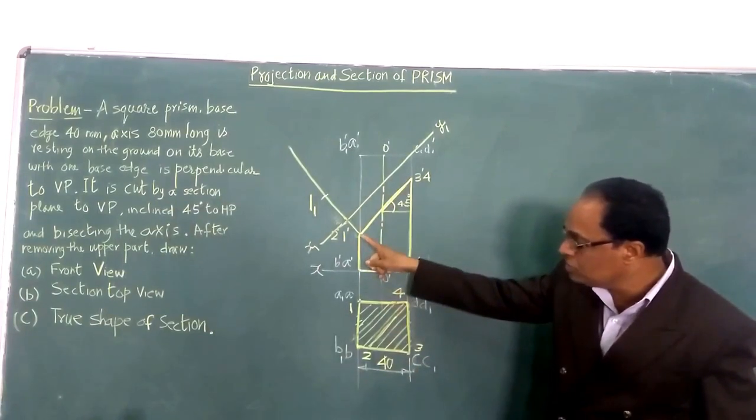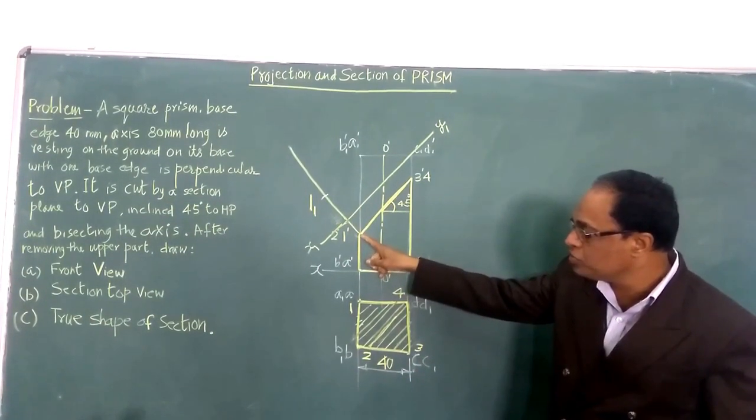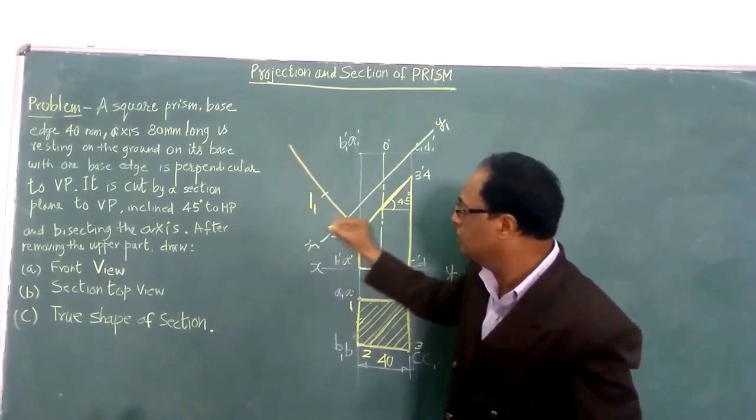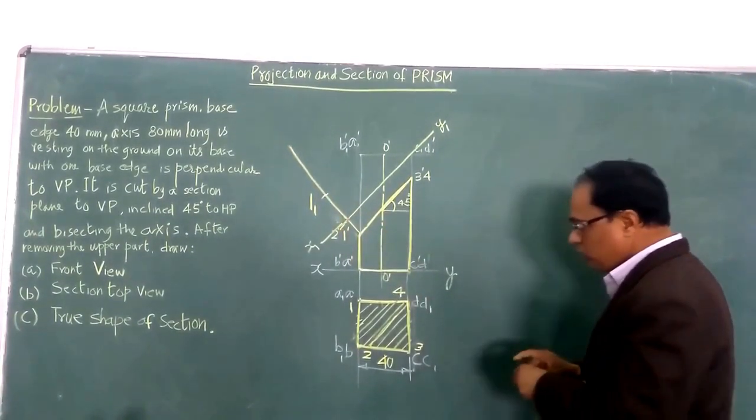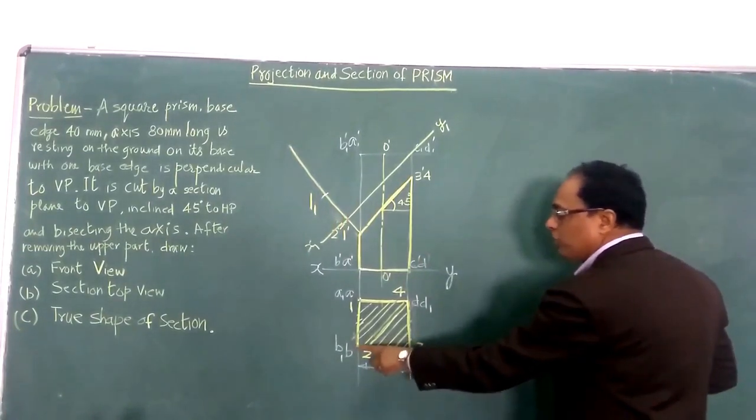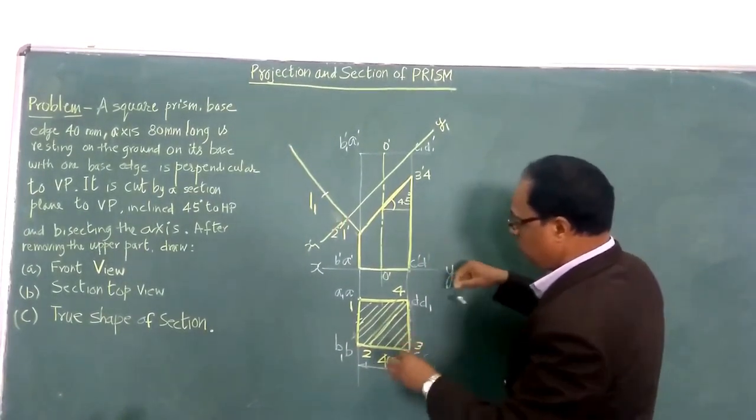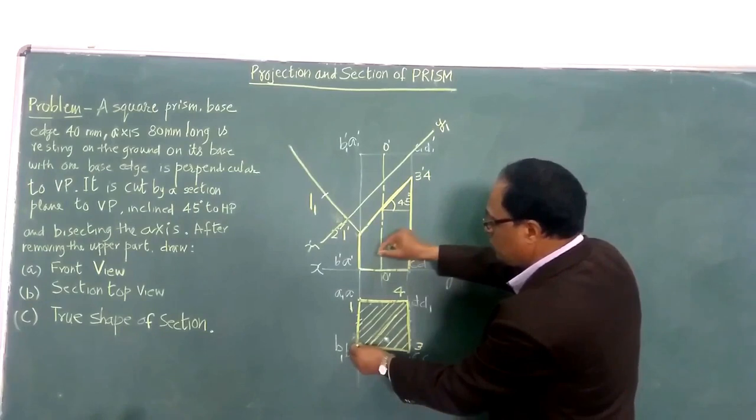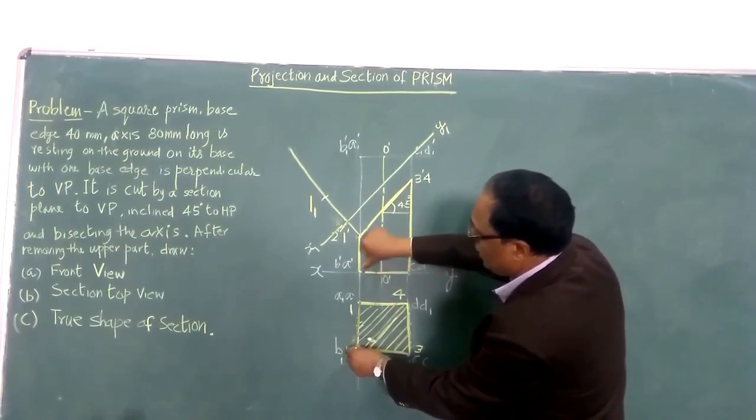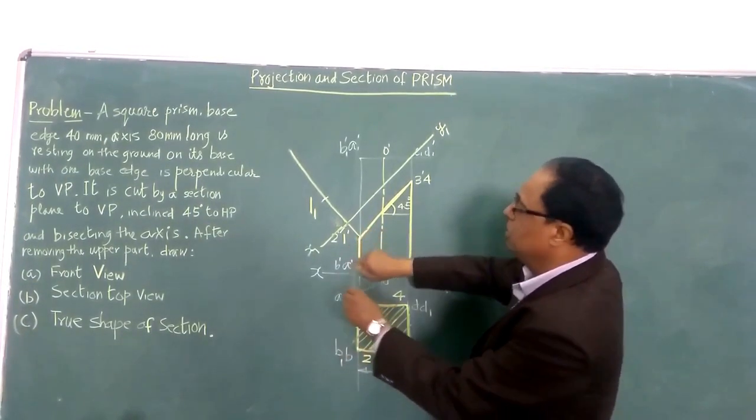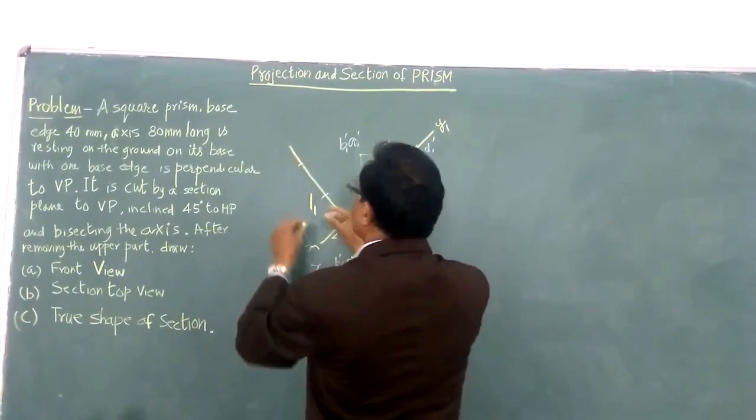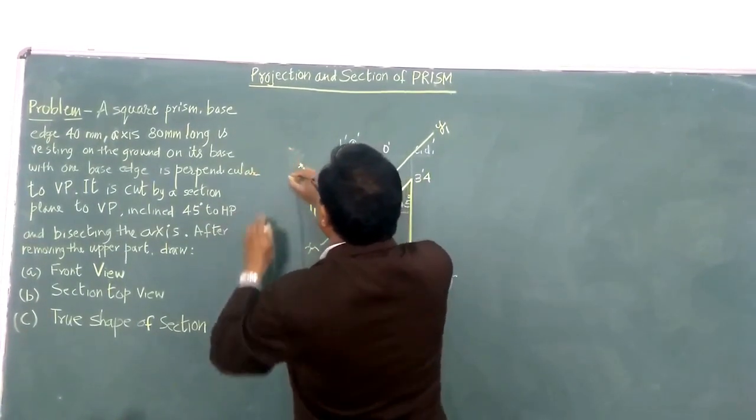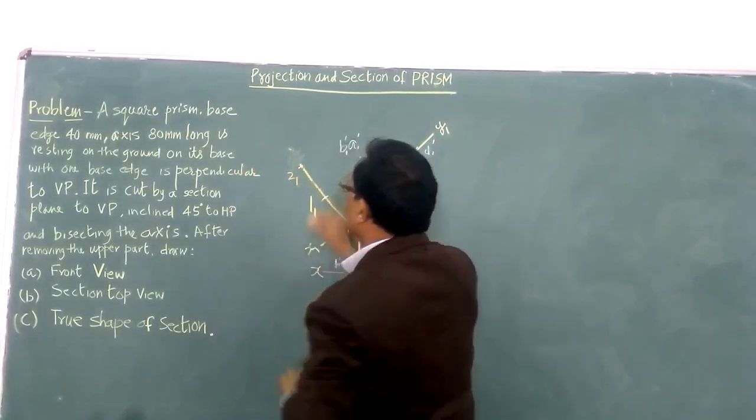Draw the projectors from point 2 dash to the new ground line. This is the previous view of point 2. Take the distance from the previous view to the previous ground line and shift it from the new ground line to the projector drawn from 2 dash. This is point 2, 1.